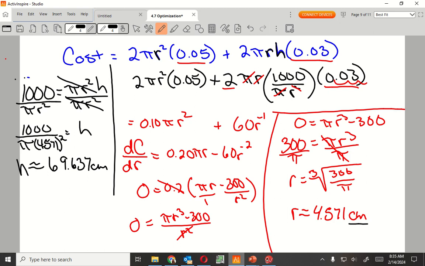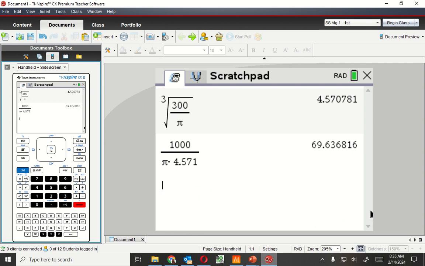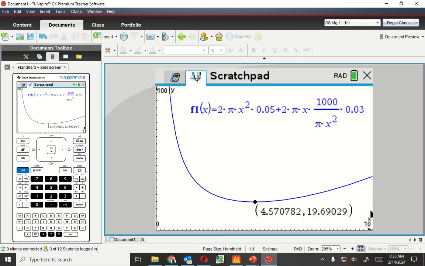And by plugging this in all in, let's go back to the calculator, let's go back to the graph, because the graph gave me a y value too, right? Yeah. So what does that tell me? What do you think that y value is, because I labeled this equation, what did I label this equation as? The cost. Very good, cost. So how much does it cost for each one? $19.69. Yep, $19.69 is going to be the cost for producing each one of these cylinders with a volume of 1,000 cm3.